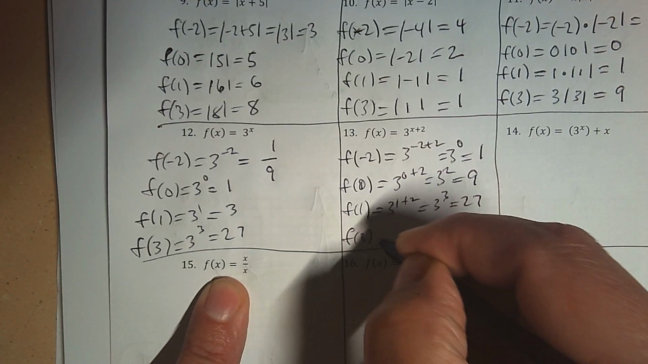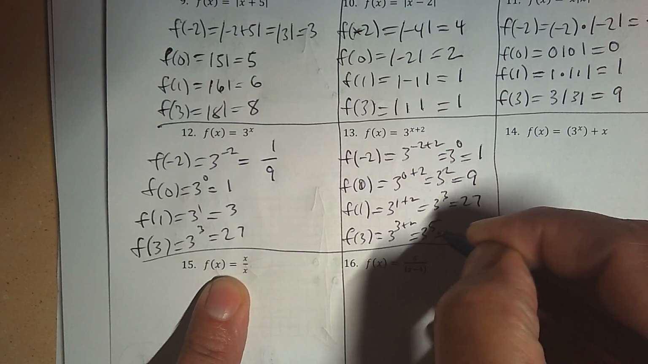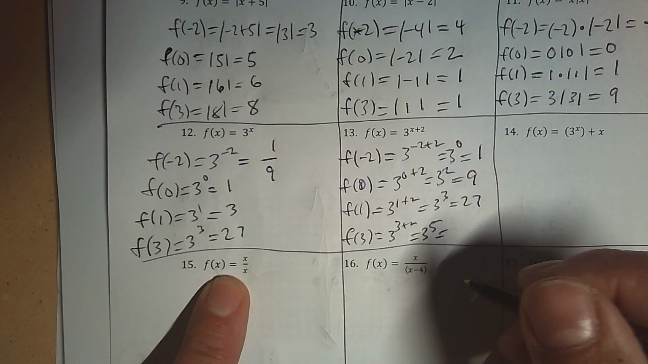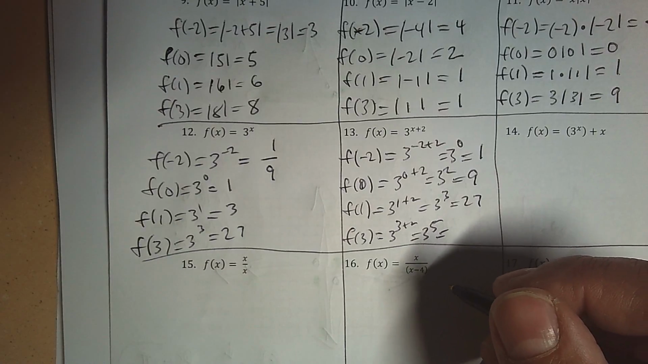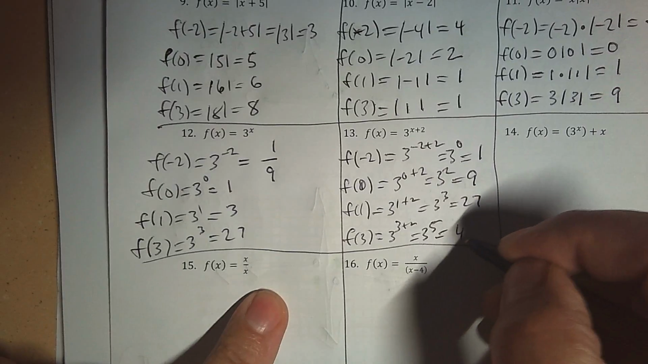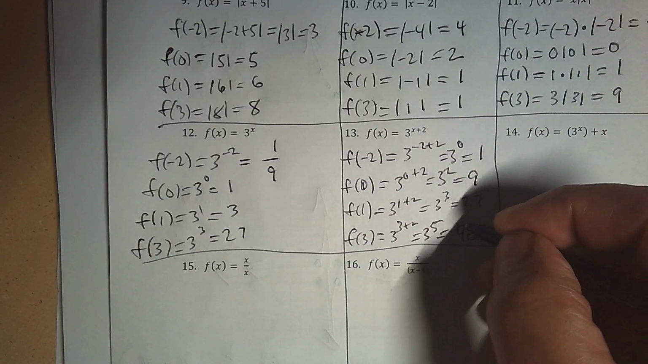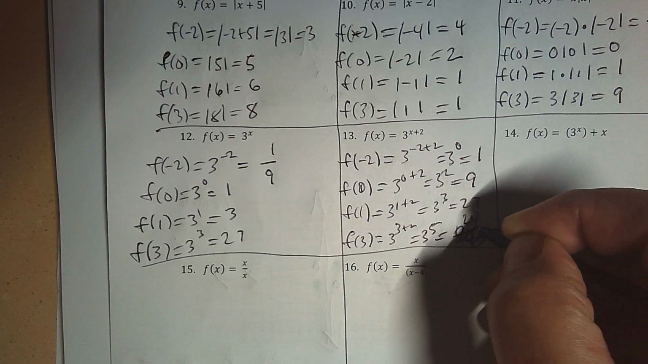3: 3 plus 2, that's 3 to the 5. That's going to get above my pay grade soon. So it's 81 times 5. 405. I guessed that. Let's make sure I did that one right. Oh, 243. Ah, wrong. 243.